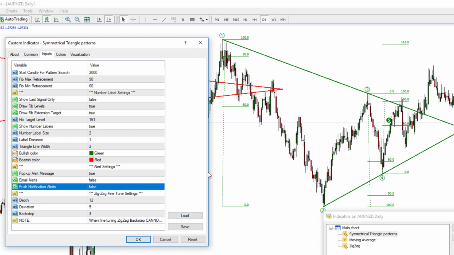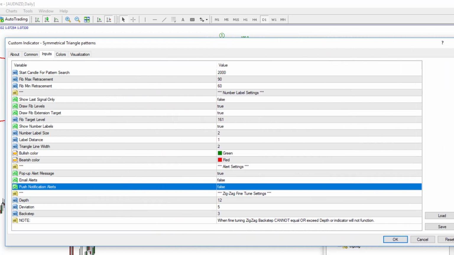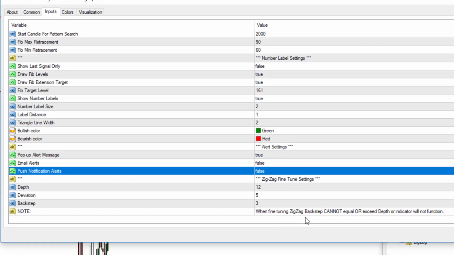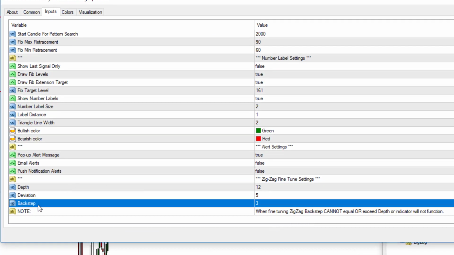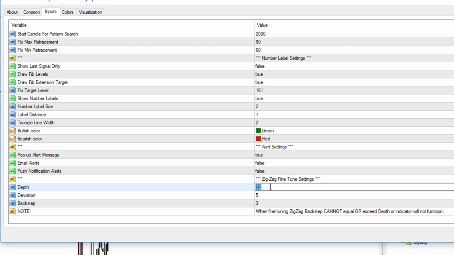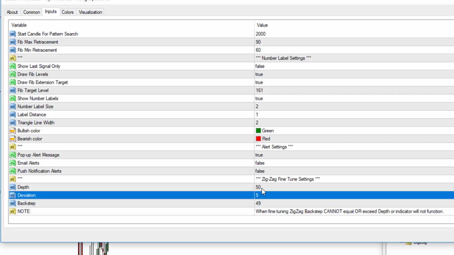One thing to note with the zigzag indicator, which is noted on the indicator itself, is when you're fine-tuning zigzag, the back step, which is this setting here, cannot be equal to or exceed the depth of the indicator. If you do, the indicator will crash and zigzag crashes. This is just a glitch in zigzag. So just make sure that you keep the depth number, if you change it maybe to 50, higher than the back step number.